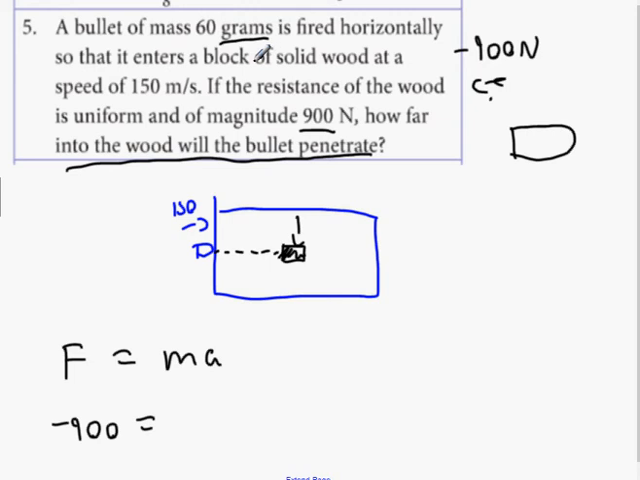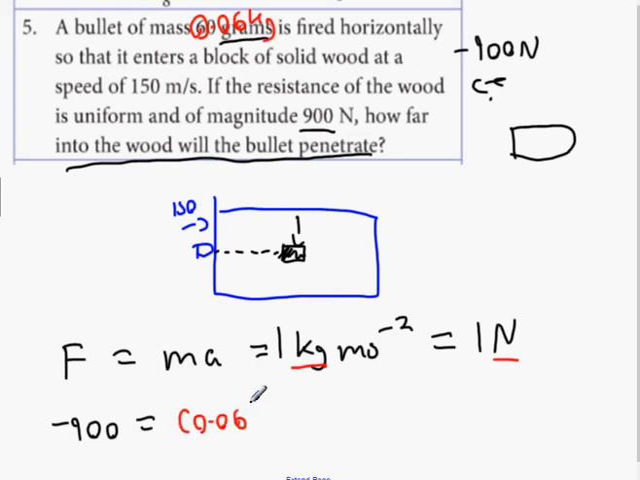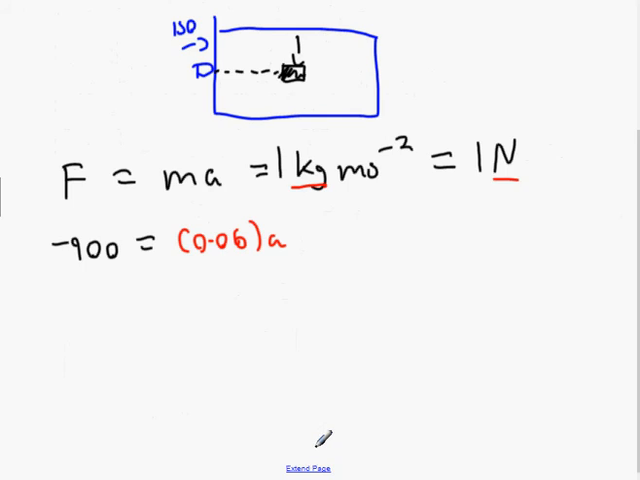Change it into kilograms, because newtons is actually measured in kilograms as well. So remember, force is mass by acceleration, which is kg meters per second squared. That equals 1 newton. So because we're using kilograms and newtons, we have to make sure that everything's in its standard units, which is kilograms. So we're going to change it. It's not 0.6, it's 0.06 kilograms. So it's 0.06 kilograms multiplied by A. Divide the 0.06 into 900.